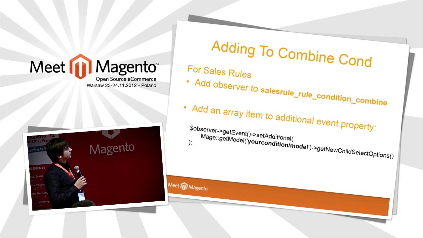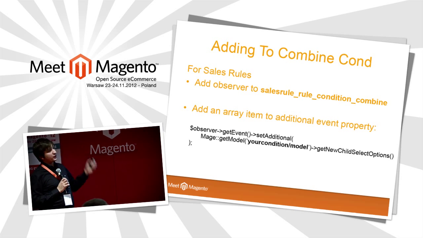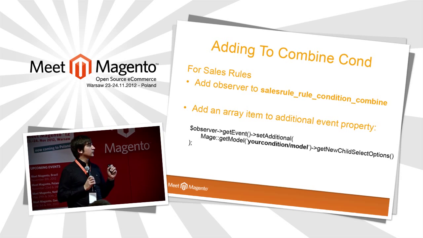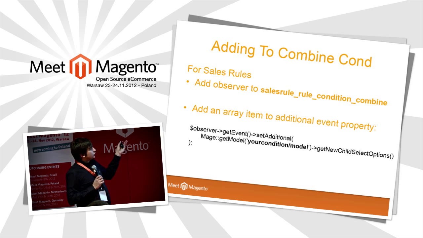Also, a bit about adding to the combine condition, because you created a class, but Magento still doesn't know that it should include it somewhere. For this purpose, I show you an example of how to add it to the sales rule. In sales rules, there is a really nice event called sales rule condition combine. This event is called when all the types of conditions are retrieved for the sales rule. So you just need to observe this event, and then you need to add this simple code in your observer.